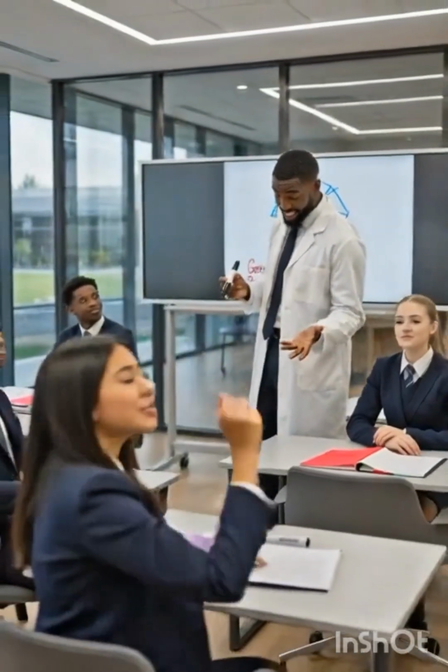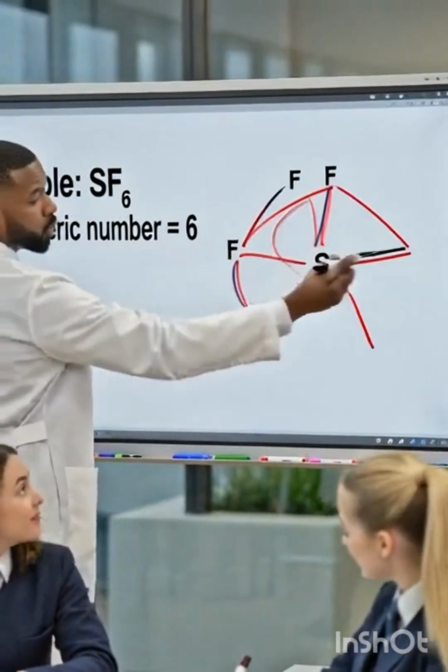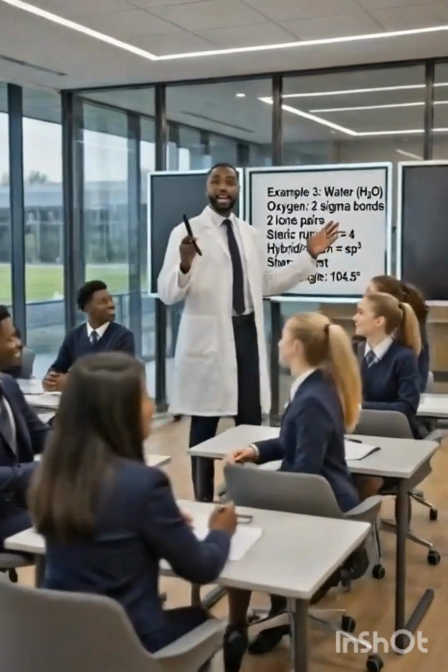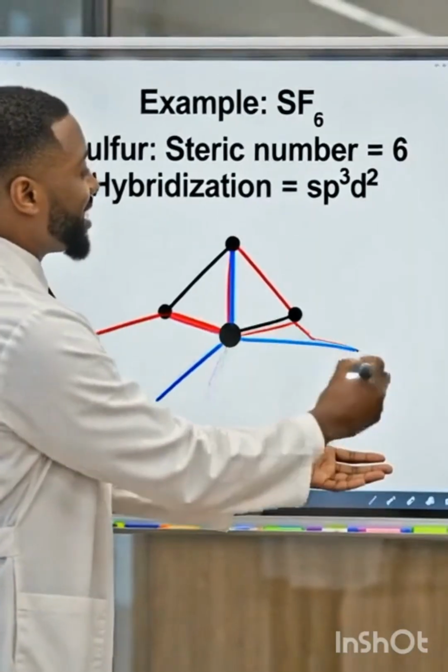So, like a 3D shape? Let's draw SF6. Sulfur has a steric number of 6, so it hybridizes sp3d2. I'll illustrate. Here is the octahedral shape.